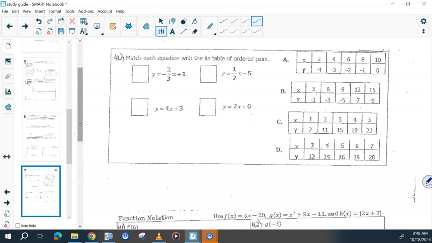Now, with 40, you can do it a couple different ways. It's not giving you f of x, it's giving you y, but we can still put x's in and figure out does it equal that y. So let's say I started with this first equation and started with this x. If I put 2 in here, I'm going to see does it equal that y. So if I were to keep going, this would be negative 4/3. I'll do that here. And if I were to add negative 4/3 and 1, that would not give me negative 4. So I know that one is not A.